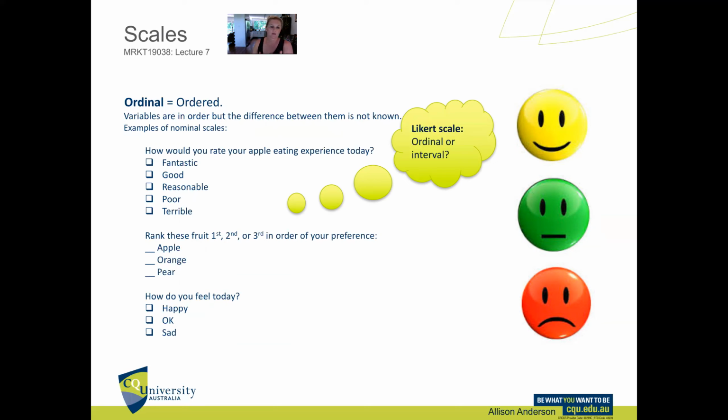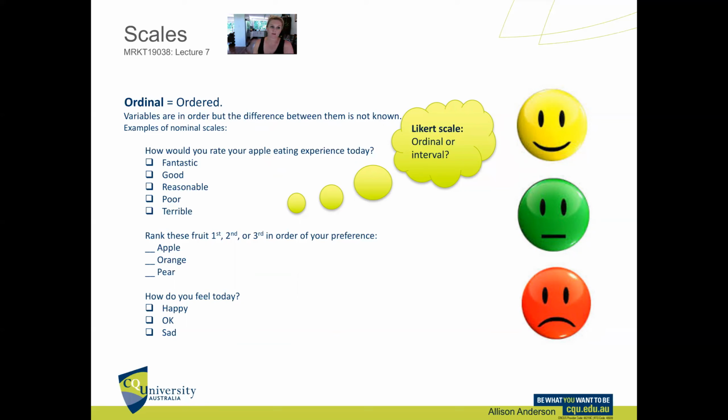So examples of ordinal scales are how would you rate your apple eating experience today? Fantastic, good, reasonable, poor, or terrible. Now, some people say that that is an ordinal scale, but if you put it on a scale of 1 to 10, you're more inclined to have more accurate measurements between 1 to 2 and 2 to 3 and 3 to 4. So it's more likely if you have more points on the scale to become interval. So anyway, that's just something to think about.